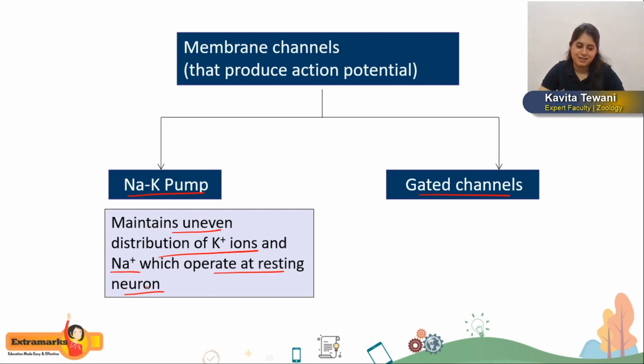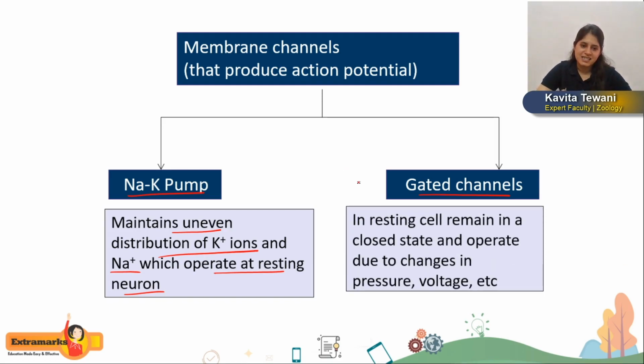I told you this. Because you know that resting state would be achieved when this Na+ K+ pump would be working. Now you can be asked questions like, what will happen if the Na+ K+ pump doesn't work properly? So the answer would be that the polarity will not be able to be maintained, and there will be more Na+ ions inside the axon.